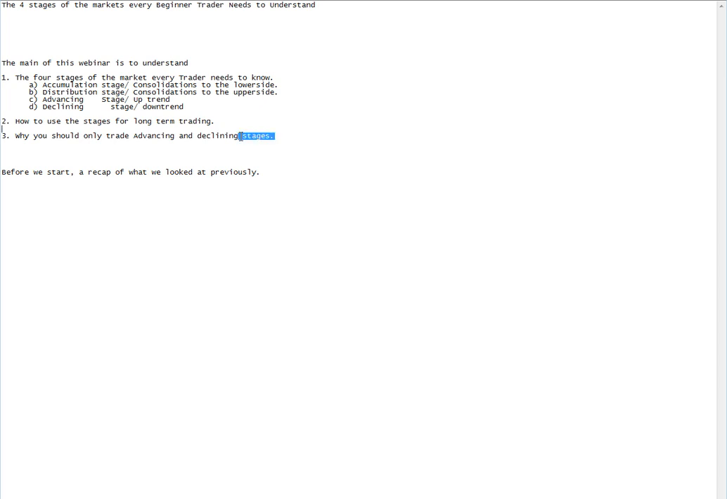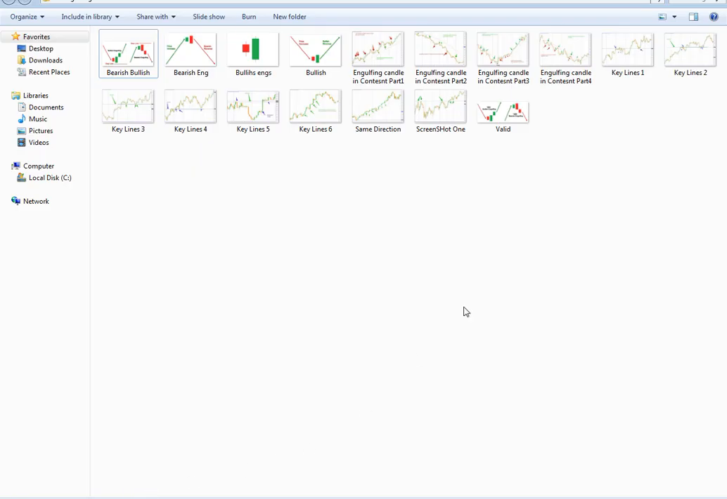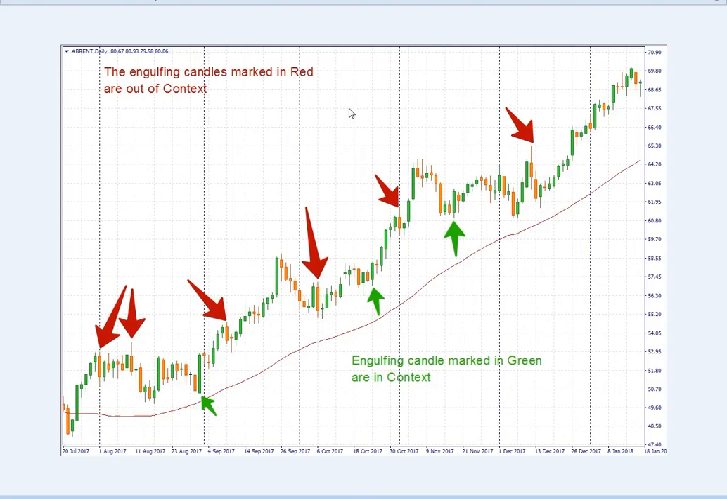Before we start, we first need to look at what we covered last week on Wednesday, and that was engulfing candles. We looked at engulfing candles and how we can use them for long-term trading. If you remember, there are only 3 rules you look at before trading any engulfing. Then we built on that and included trend, and we also looked at this indicator, which is just a basic moving average.